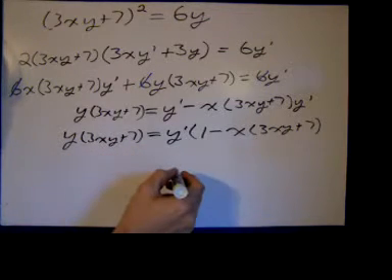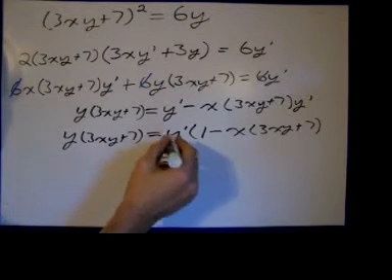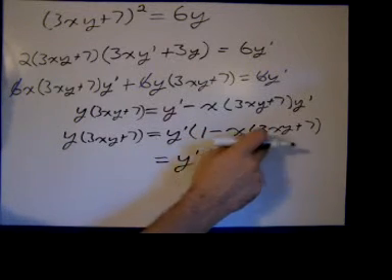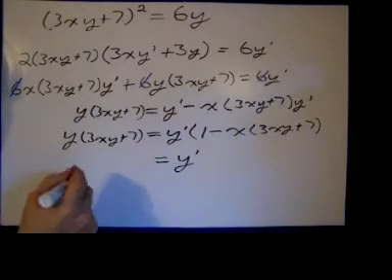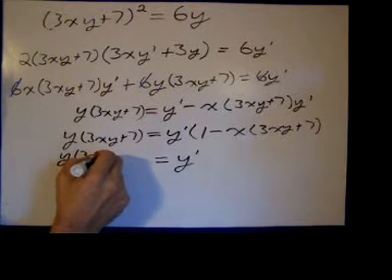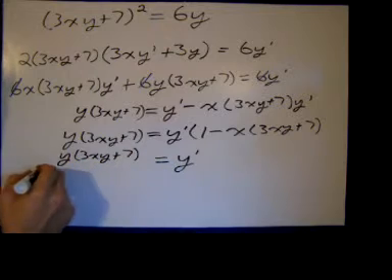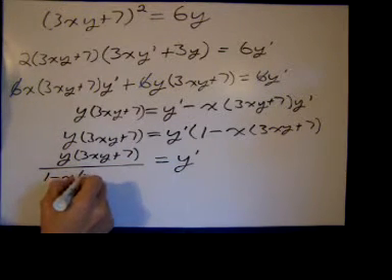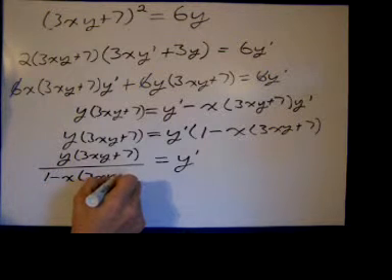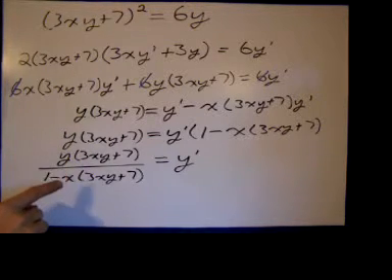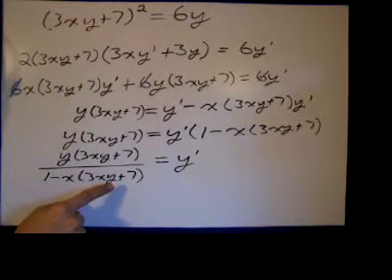Now I'm going to divide both sides to complete solving for y prime. We'll divide both sides by 1 minus x times 3xy plus 7. And I'll get y times 3xy plus 7 divided by 1 minus x times 3xy plus 7. And I could distribute this y and distribute this x.